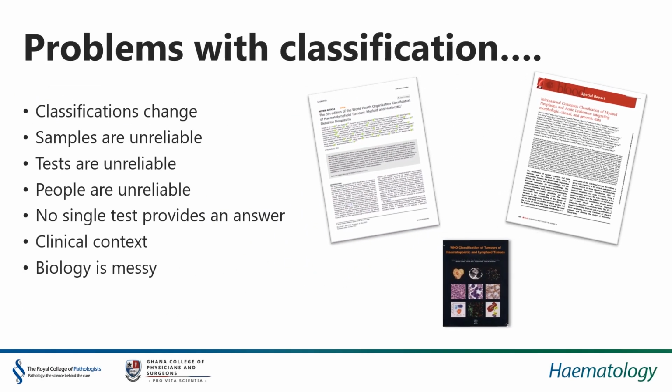But as we know, there are inherent problems with many classifications. This includes where classifications change, and we have seen this quite recently with the 2 new proposed WHO and ICC classifications. Samples can be somewhat unreliable, particularly in some malignancies such as myeloma, where we know that plasma cells will form focal aggregates and aren't easily aspirated, and a trephined biopsy is going to be much more informative.